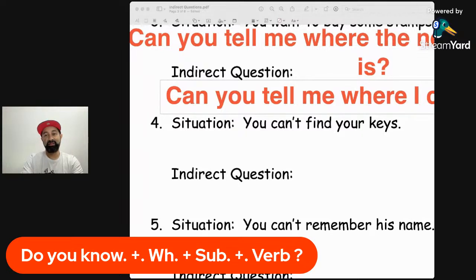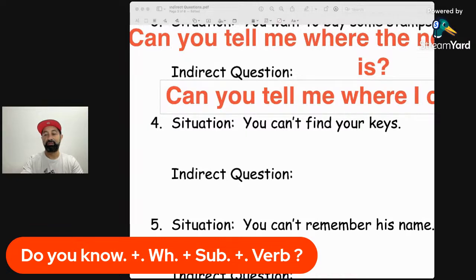Because there is a strong chance that my mom doesn't know where my keys are. I put them somewhere. She might not know. She might not know where they are. So I can't say, can you tell me? Can you tell me means she knows the answer. But there is a chance that she doesn't know. So I will say, do you know?